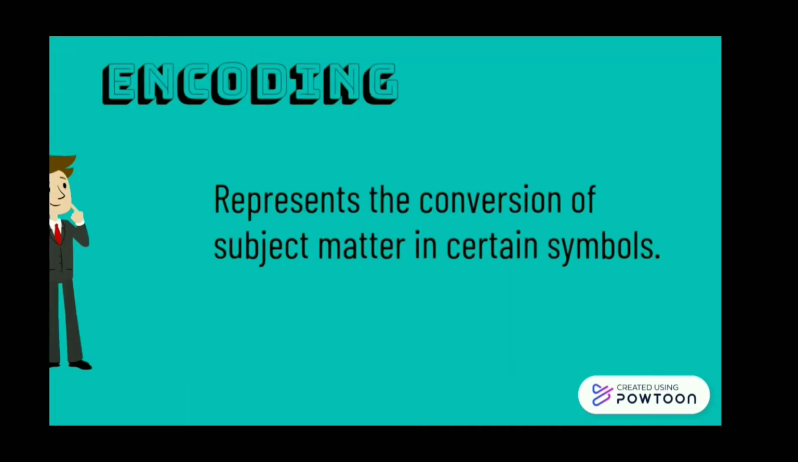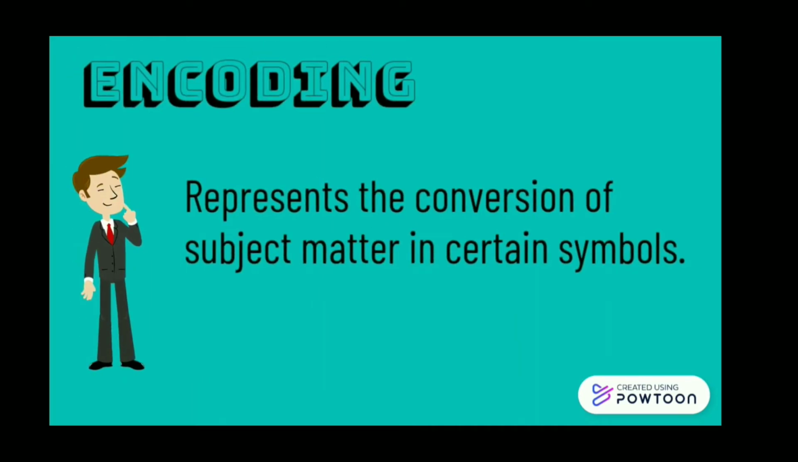The next one is encoding. This represents the conversion of subject matter into certain symbols. What do we mean by that? This is where the message is assembled into a form that the speaker understands and into a form that can be sent to ensure that the receiver understands it.